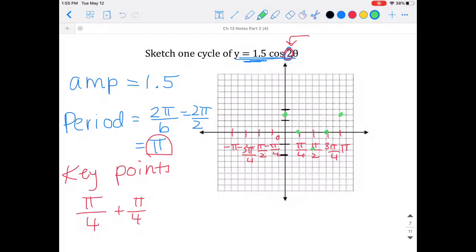We can also graph in the negative direction following the same pattern. So we start at our maximum, our first point, we go to 0, then to negative 1.5, back to 0, and to positive 1.5. So here is our graph for this cosine function. Let's try another graphing example.